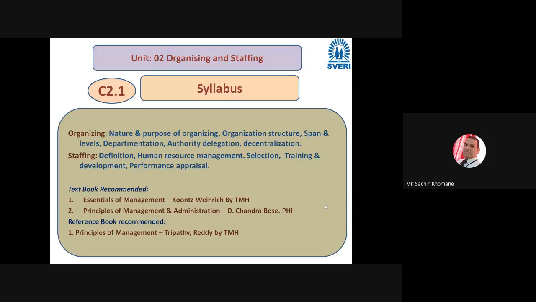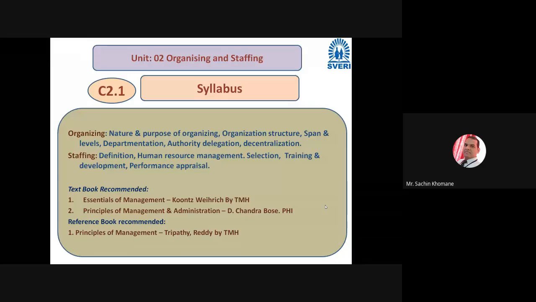So let us start our unit number 2, organizing and staffing. We have completed our unit number 1, and some functions we have seen from unit number 1 related to management, right? This organizing and staffing is a function of manager, right? So let us see the syllabus. This chapter has two parts: one is organizing and the second one is staffing.